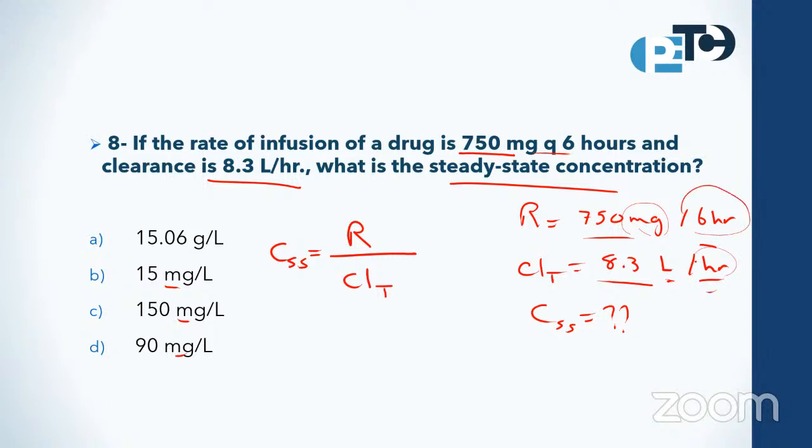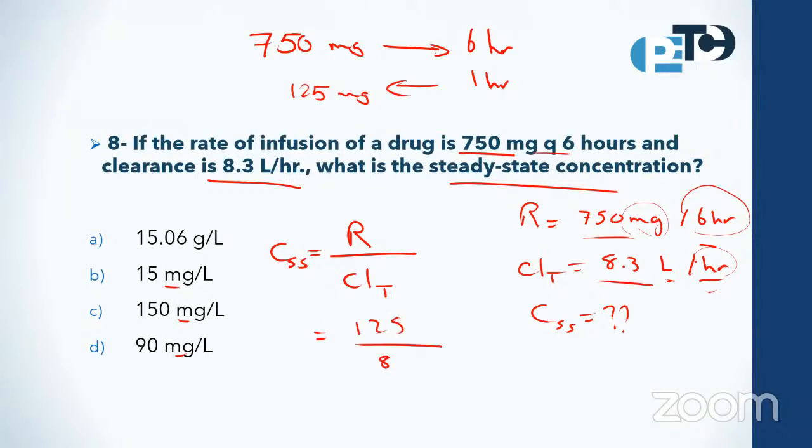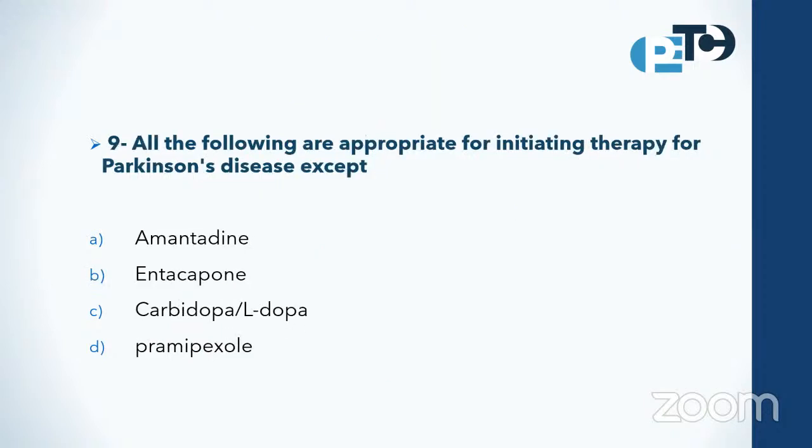So we should convert this 750 milligram per 6 hours into how many milligrams per hour? 750 milligrams every 6 hours. So per hour, how many milligrams? Divide by 6, it would be about 125 milligrams. So directly divide 125 over 8.3 to get the right answer. So pharmacokinetic problems are very easy, but just know the formula very well and adjust the units.